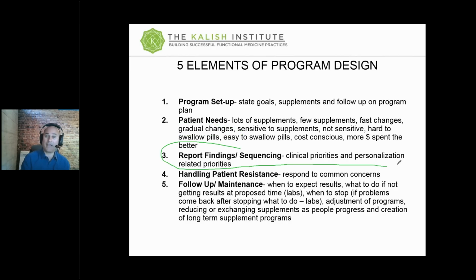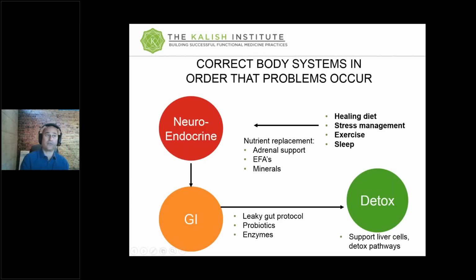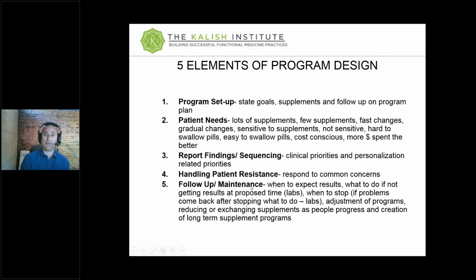And then, of course, there's a report of findings and sequencing. In terms of how we sequence all this, well, I always lead off with the adrenal or neuroendocrine programs. So that would be the first step. Adrenal, thyroid, sex hormones, neuroendocrine, that also would include neurotransmitter programs, because these programs, for a variety of reasons, are nice to lead off with. They make people feel better. And there's reasons why you want to control for inflammation and all this other stuff. That's not a bad place to start.